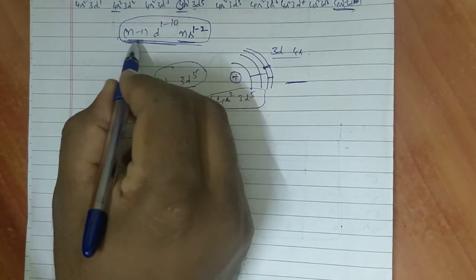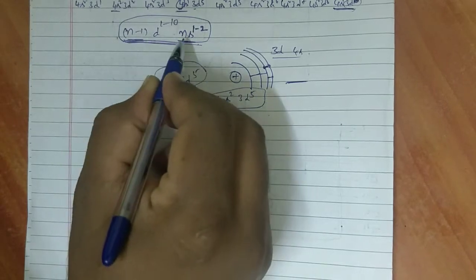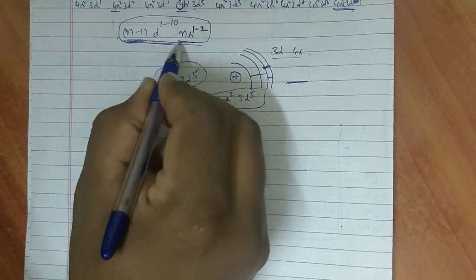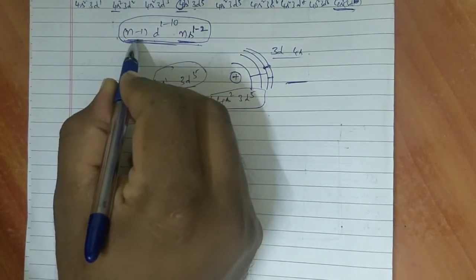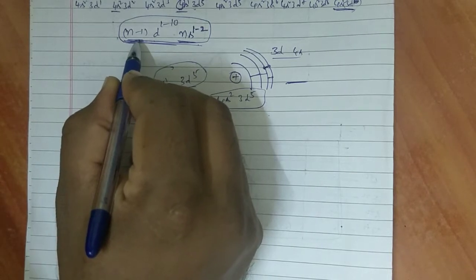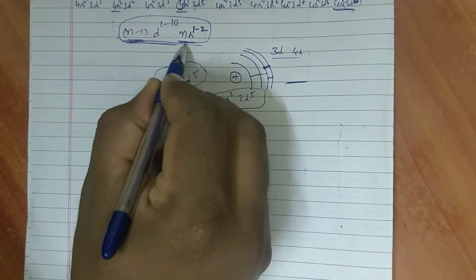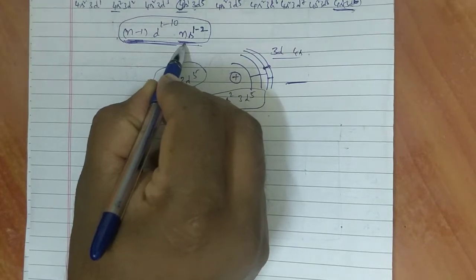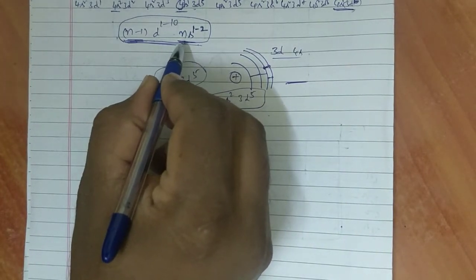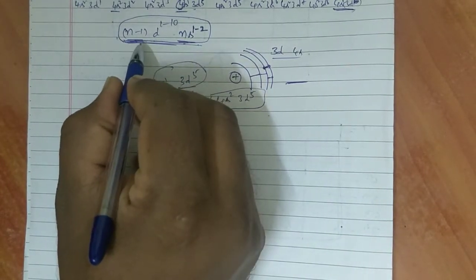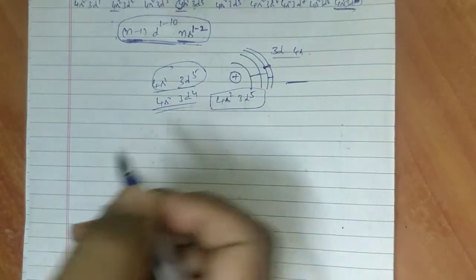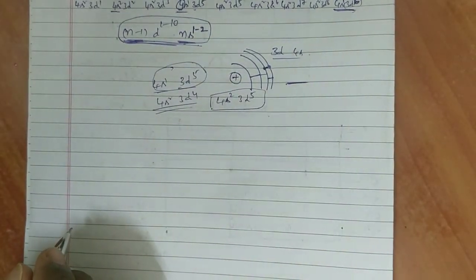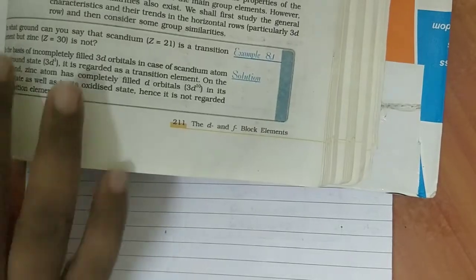This is the inner shell, and this is the outermost shell. Just the last but one is called the penultimate shell. This is called the ultimate shell, also called the valence shell, and this is the penultimate shell. Now, in today's class, we will continue with electronic configuration.